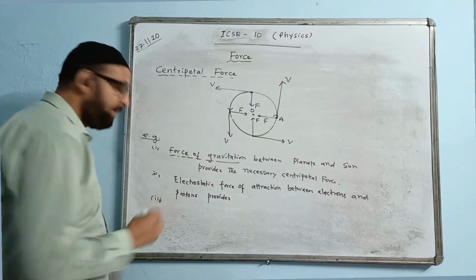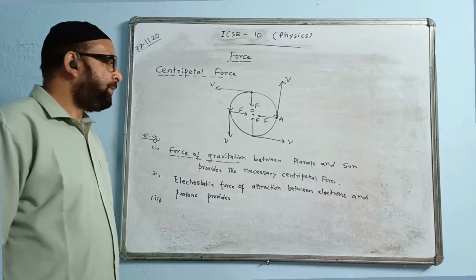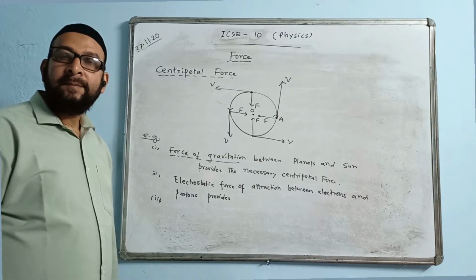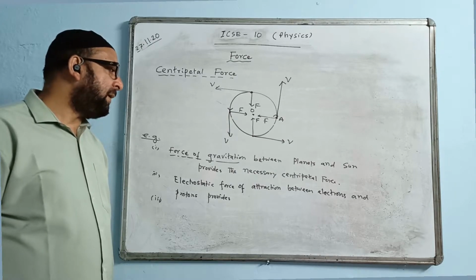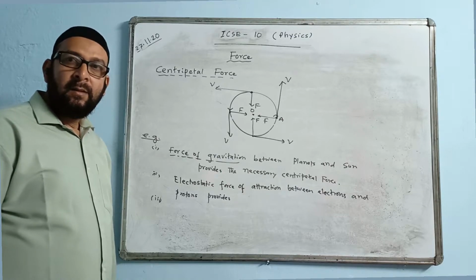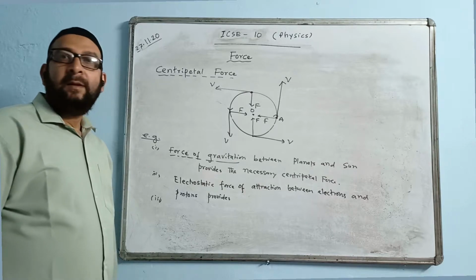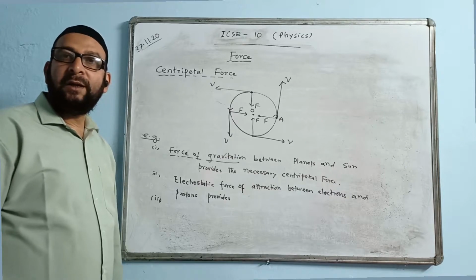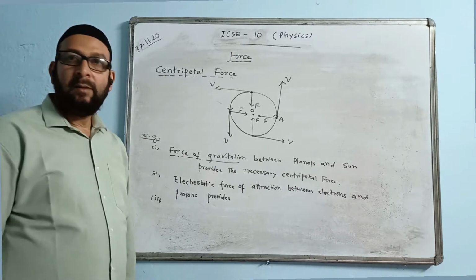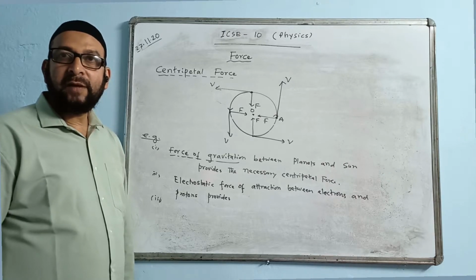Third one, friction. Please write down: friction between the road and tires provides the necessary centripetal force for a vehicle negotiating a turn on a curved track.